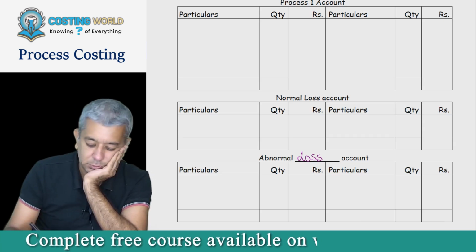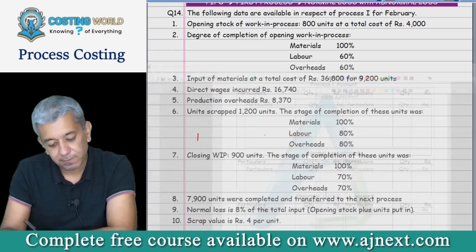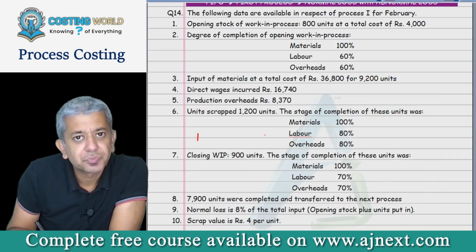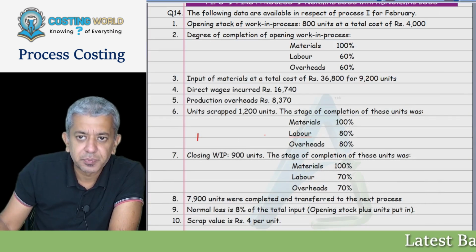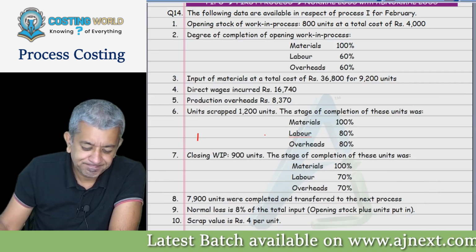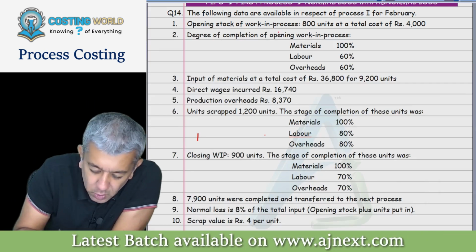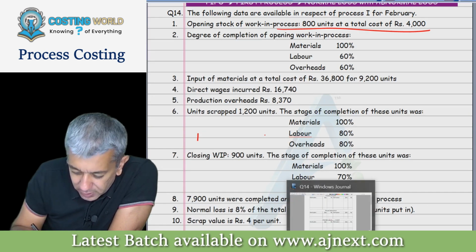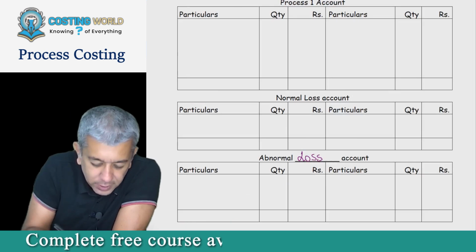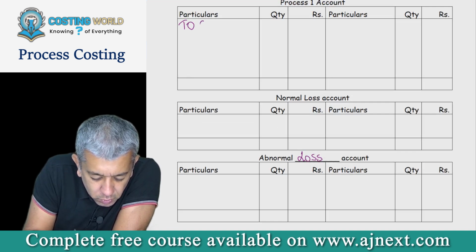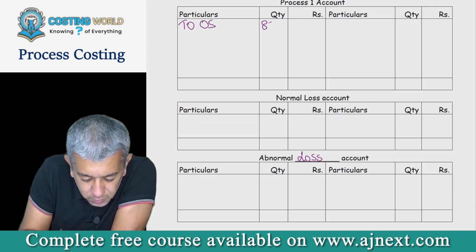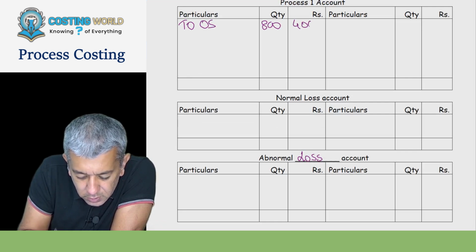Okay. We all shall start. First of all, listen. Opening WIP 800 units at total cost of 4,000. So write down over here: to opening stock, 800 units, 4,000.